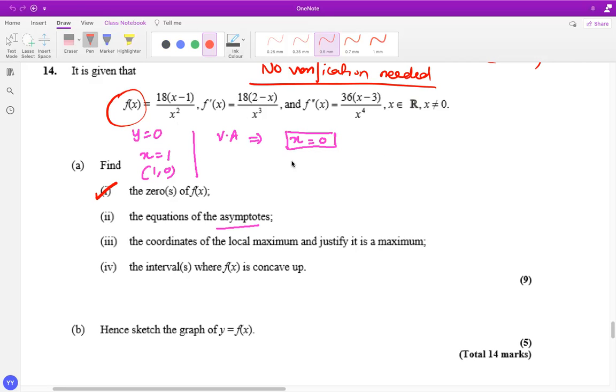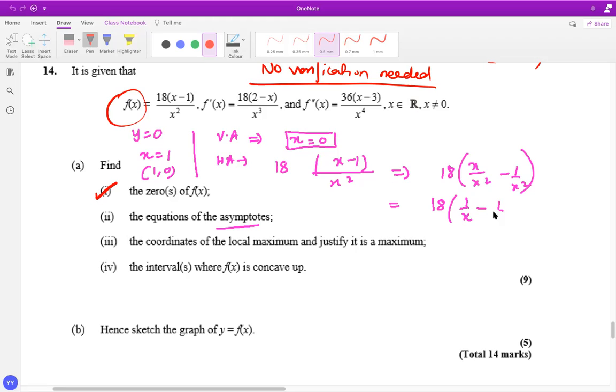Okay, I can do this question in multiple ways. So for the horizontal asymptote, the function is 18 times (x minus 1) over x squared. I can just break this down as 18 times x over x squared minus 1 over x squared. This becomes 18 times (1 over x minus 1 over x squared).